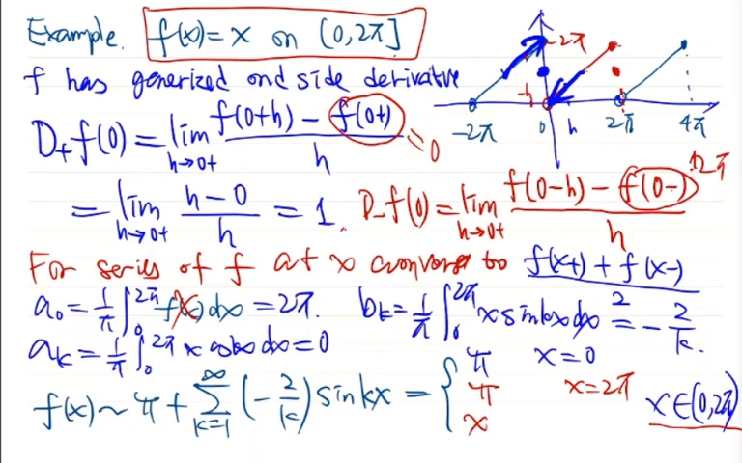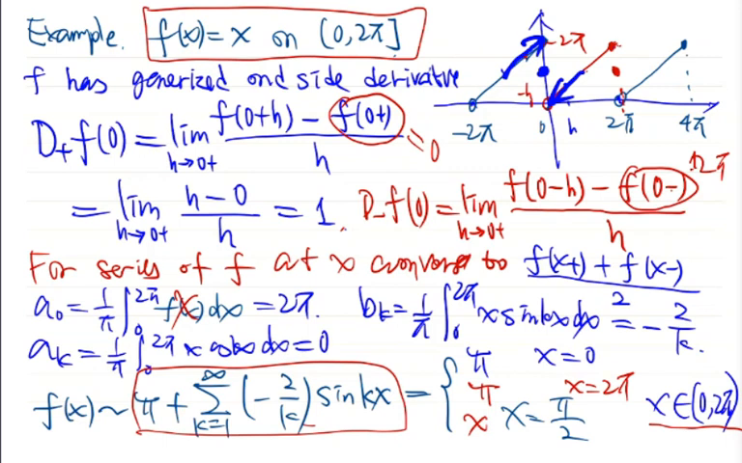Now we can take x to be some interesting number to obtain some numerical series. For example, you can substitute x equal pi over 2 into this series and obtain the sum of a numerical series. Okay, I will not do this here.